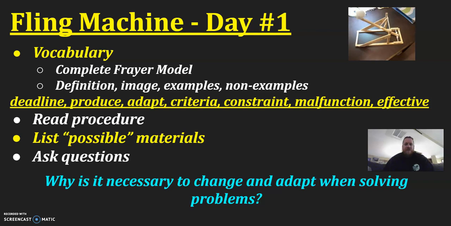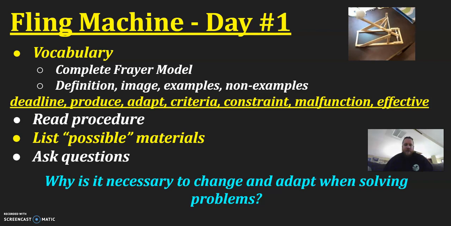Then you're going to read through the procedure, like what is the Fling machine, what am I supposed to do with this? You're going to list some possible materials that you could use to build your Fling machine, and then ask some questions. We want to make sure that you really understand this project and clarify what you're supposed to be doing. And so we want to list any questions that we need answers to.